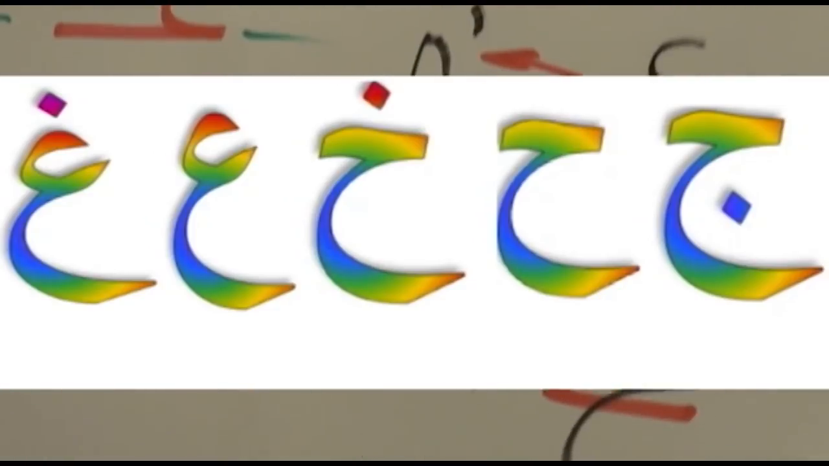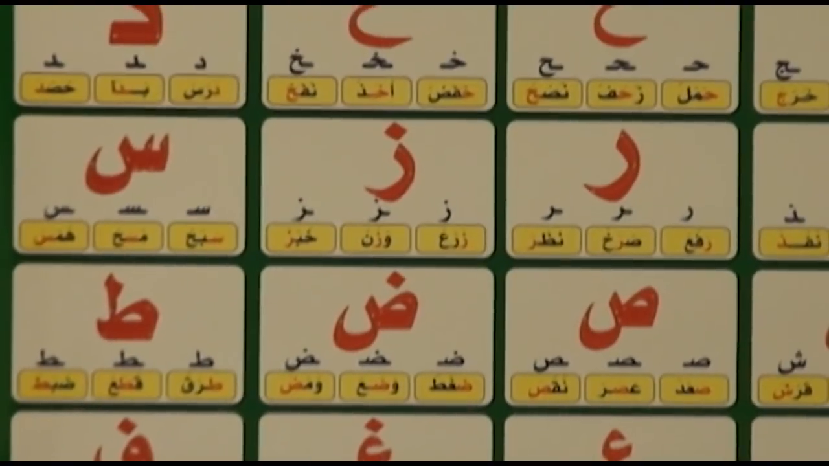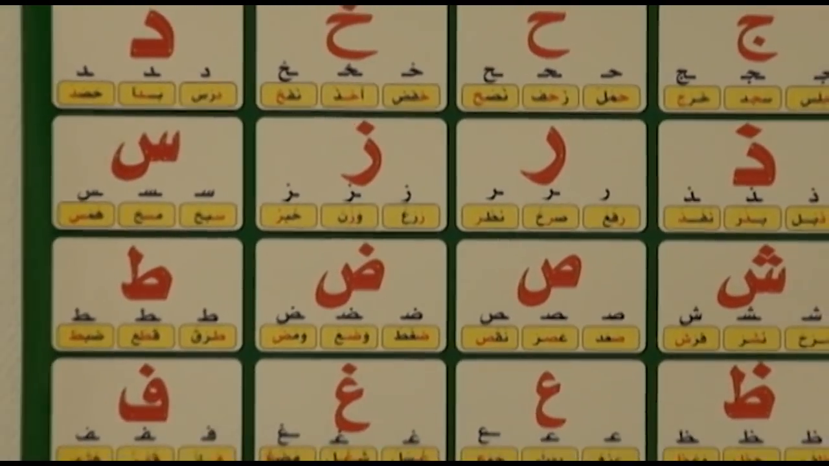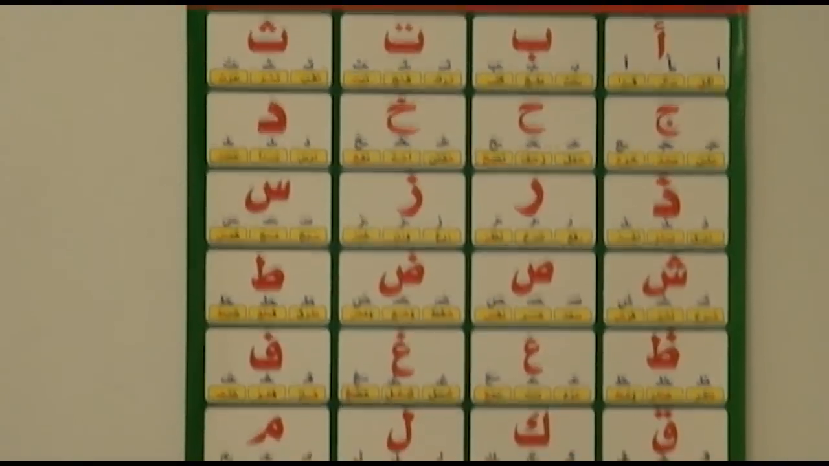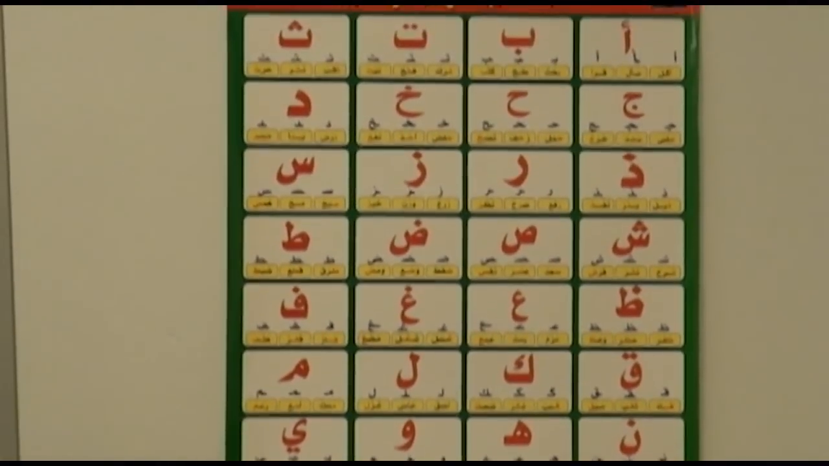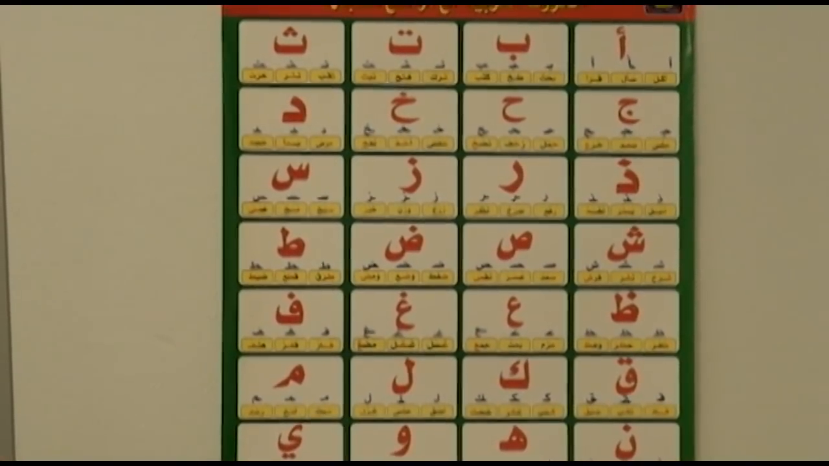So now if you look at the alphabets there, we have 4 multiplied by 7 lines. So how many are there? 28. Remember, 28. So let's go back and see what are missing here.